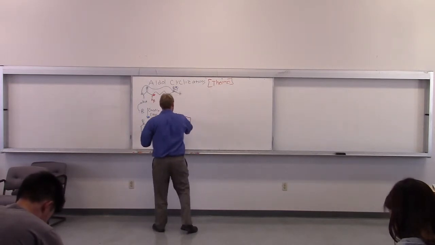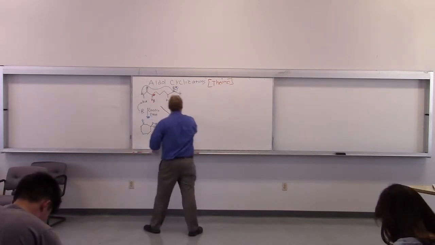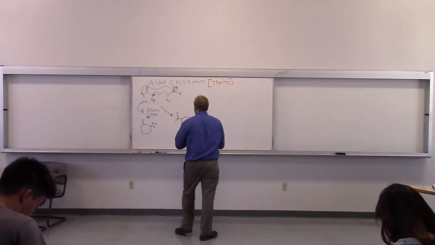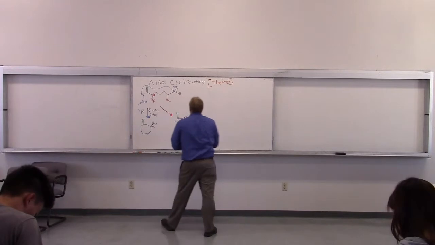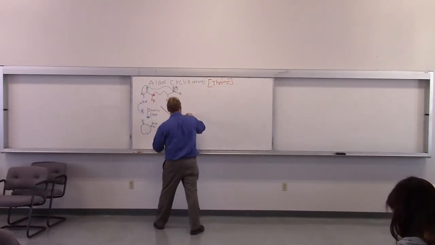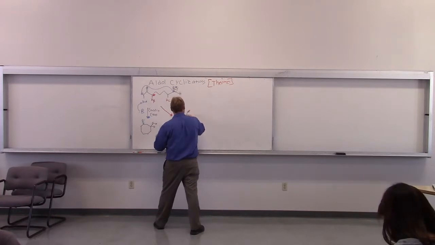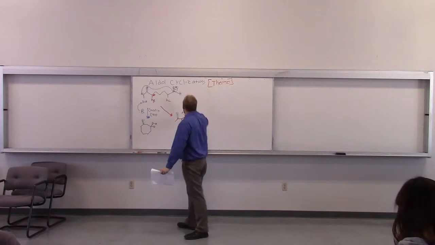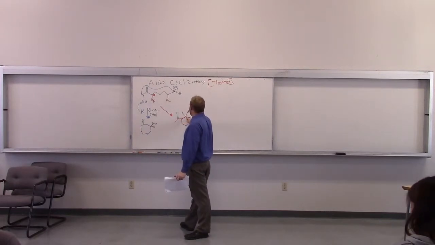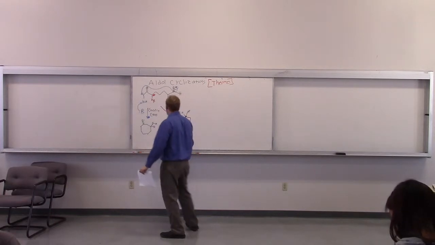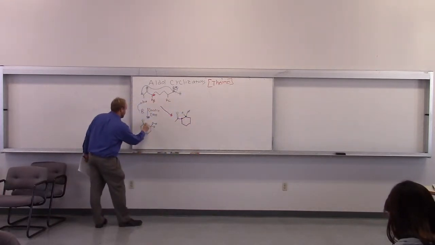I'll do this one in green again, just to show that this carbonyl is this carbonyl. And I'll do this in red and black as I did before. So again, this carbon attacking this carbon is forming this bond. So I'll highlight in black the bond that's formed for each one.